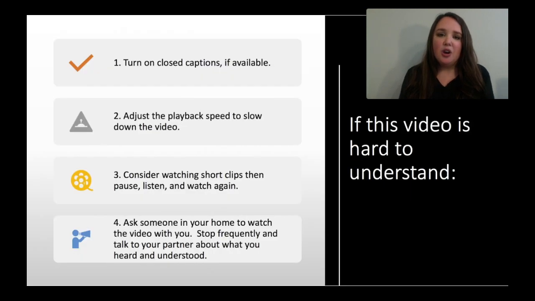If this video is hard for you to understand, there are a couple of things that you can do to make it easier. First, turn on the closed captioning if it's available. You can adjust the playback speed to slow down the video. Consider watching short clips, then pause, listen, and watch again. Finally, you can ask someone in your home to watch the video with you. Stop frequently and talk to your partner about what you've heard and understood.